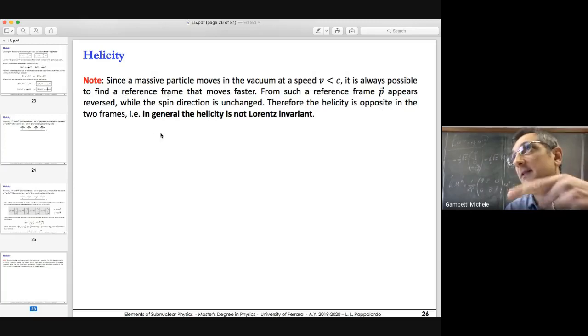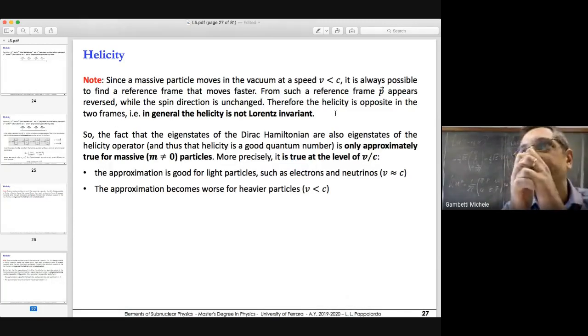So suppose you have positive helicity in your frame, then you find another frame which moves faster than your frame, because you are massive, so you are moving slower than the speed of light. Then in this new frame, the helicity will be opposite. And so it turns out that for massive particles in general, the helicity is not Lorentz invariant. It depends on the choice of your reference frame. So the fact that the eigenstates of the Dirac Hamiltonian are also eigenstates of the helicity operator, and thus that helicity is a good quantum number, is only approximately true for massive particles, when the mass is not equal to 0. And more precisely, it is true at the level of v over c, okay?